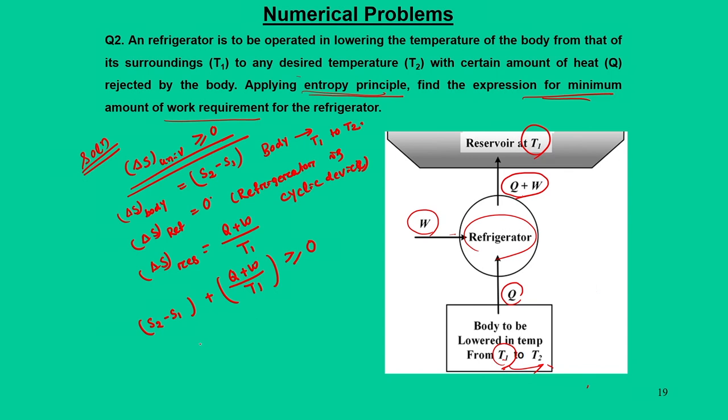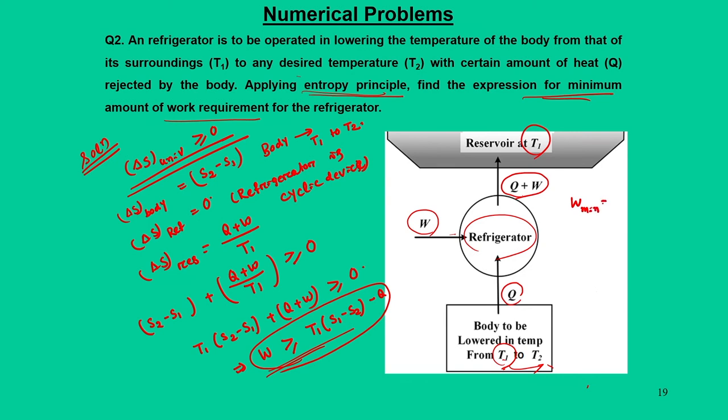Then, when you do the rearranging, we can say T1 into (S2 minus S1) plus Q plus W is greater than or equal to 0, which means W is greater than or equal to T1 (S1 minus S2) minus Q. So, this is the condition on the amount of work required for the refrigerator. Now, if this is the situation and the minimum condition, the question is the minimum work. So, W minimum we can write as T1 into (S1 minus S2) minus Q. So, this is the minimum work requirement for this refrigerator by applying the entropy principle.